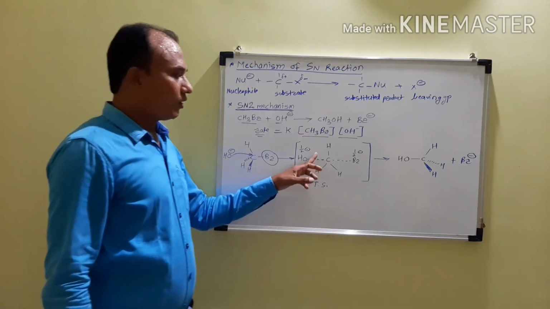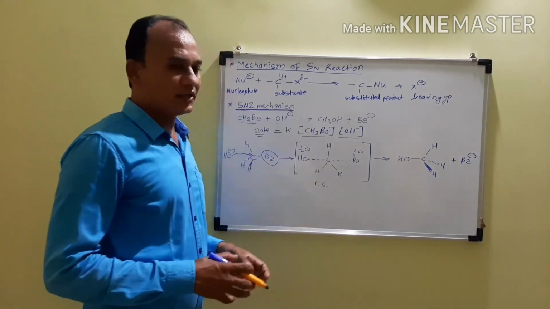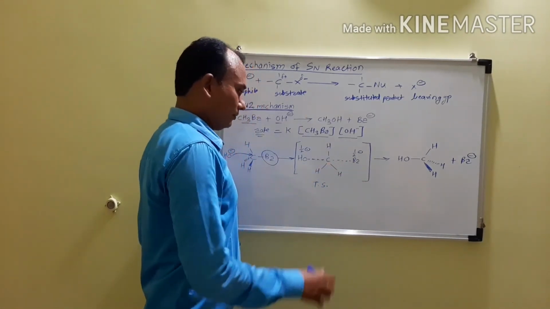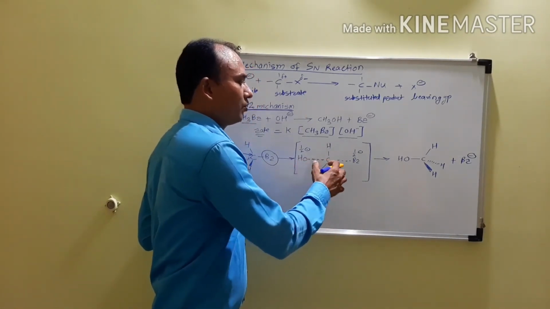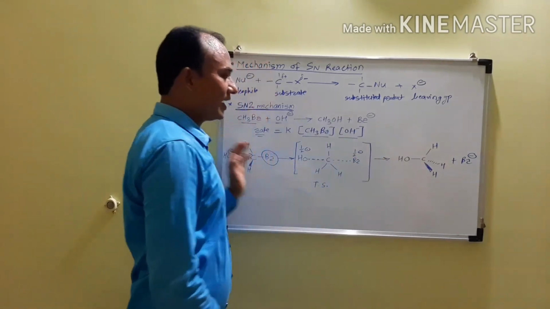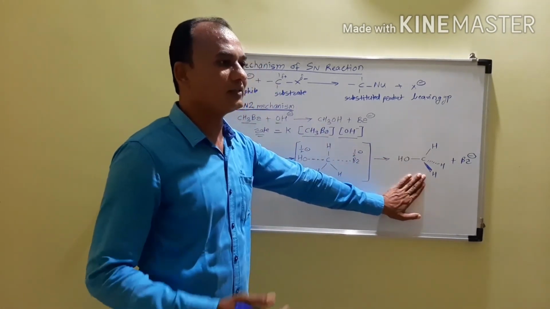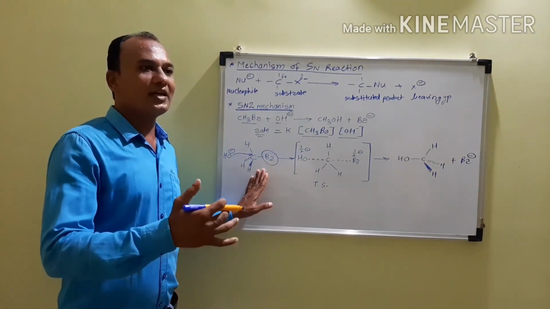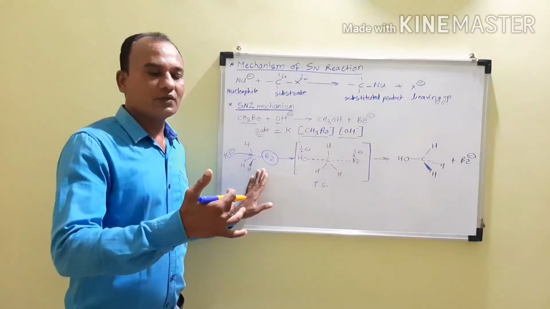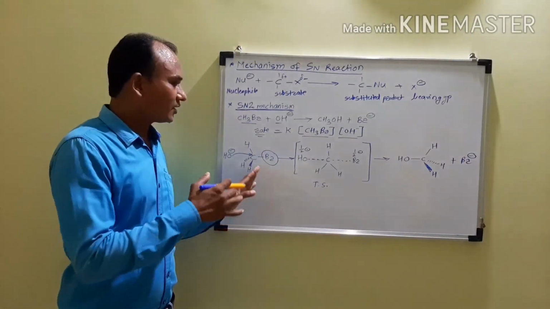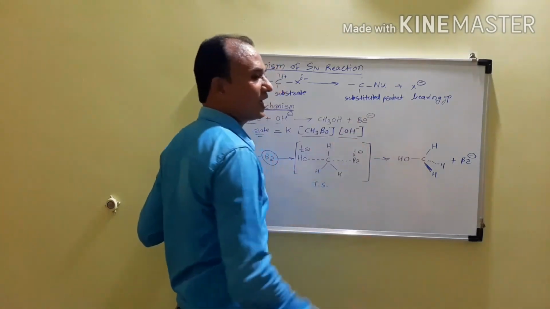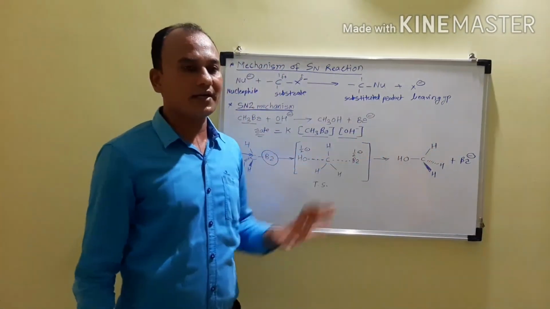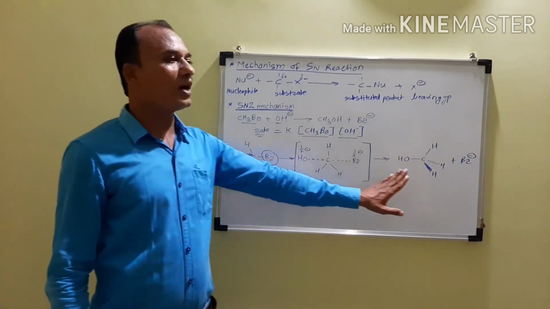Now what happens as the reaction progresses? The carbon-bromine bond completely breaks down and the carbon-hydroxyl bond completely forms, and we are getting the configuration of the product that is opposite to that of the substrate. So it is just like the flipping of an umbrella. In that case we are getting a product with inverted configuration. The configuration of the product is inverted, and therefore it is called Walden inversion.